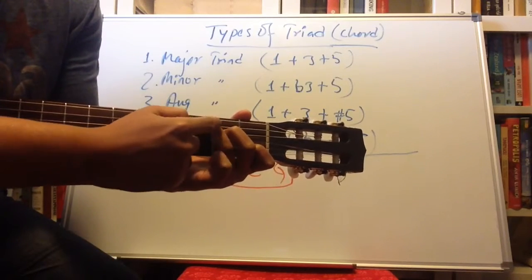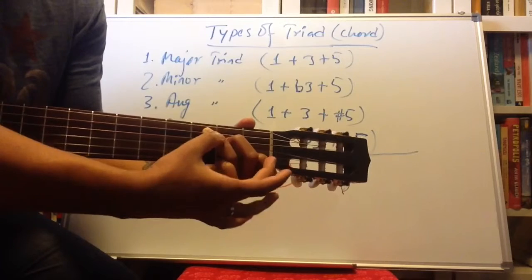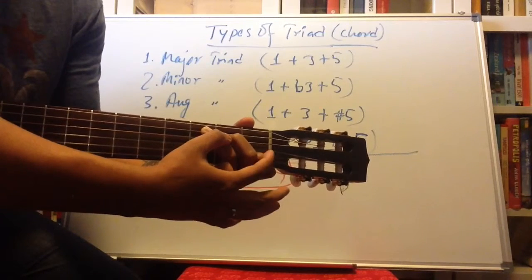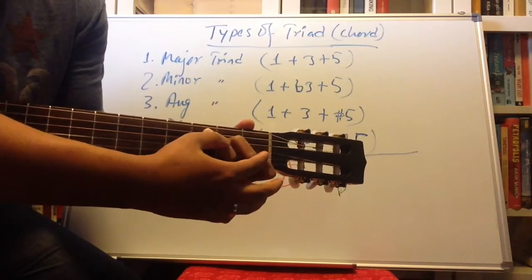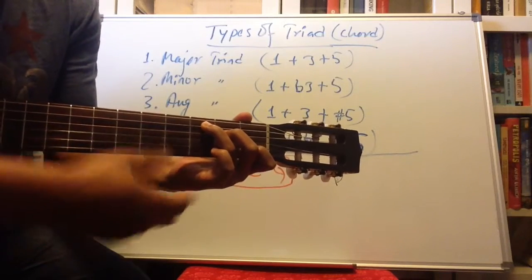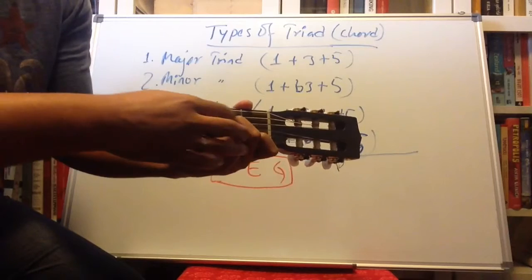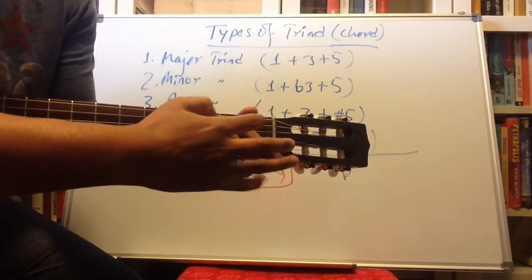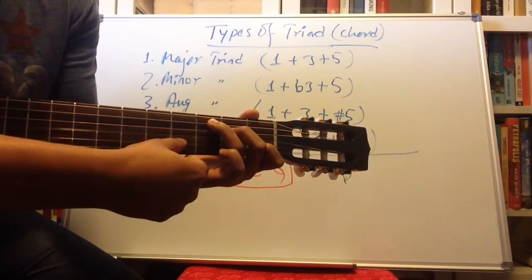And we have C. How many C? We have 2 C's here. This and this. This and this. 2 C's. And we have 1 G. Right? We have 1 G. We have 3 E's, 2 C's, and 1 G.